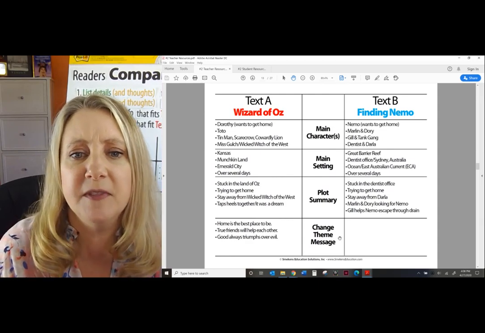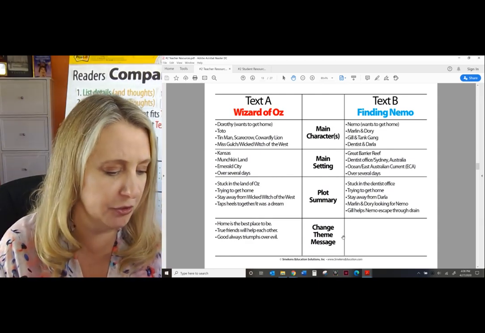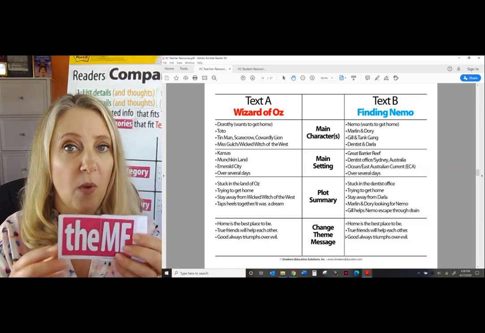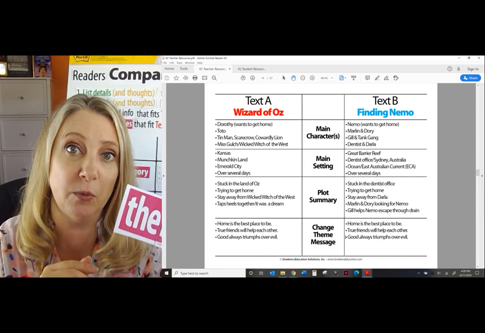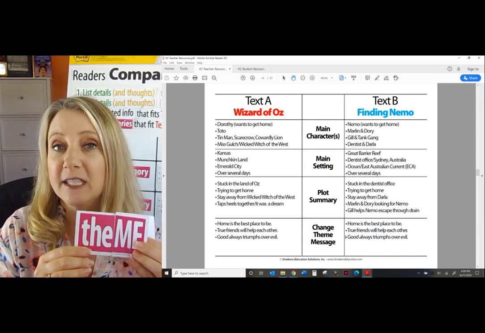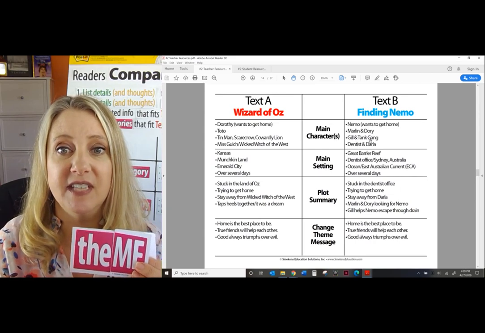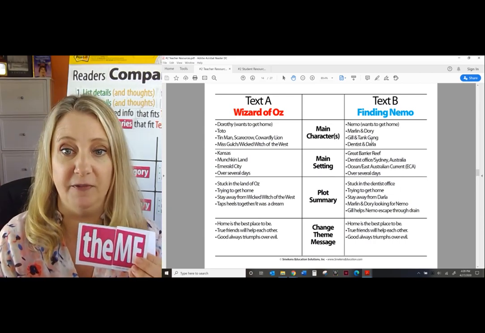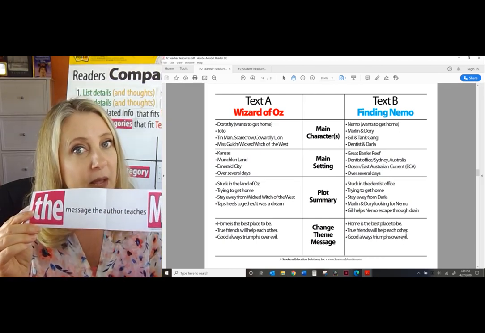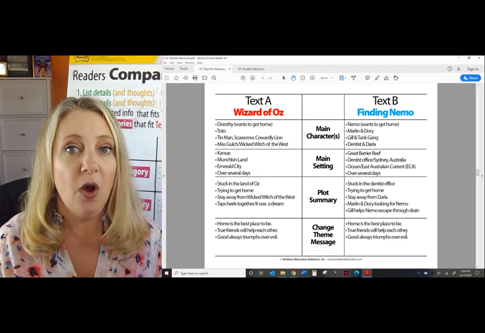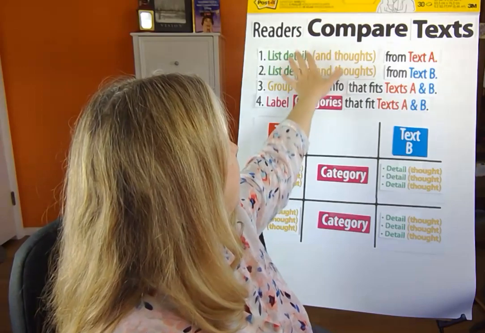Okay, so what kinds of themes or lessons could be learned from Finding Nemo? Well, Nemo was trying to get home. Home's the best place to be, even if he does have a worrywart dad. And true friends really help each other because Gil and the tank gang, they helped him get out of that office, remember? And good always triumphs over evil. So we didn't want him to end up with Darla, and he didn't. Okay, so see, now we did the hard part. We did the listing and the grouping, and we already knew what our labels were. But you're not done.